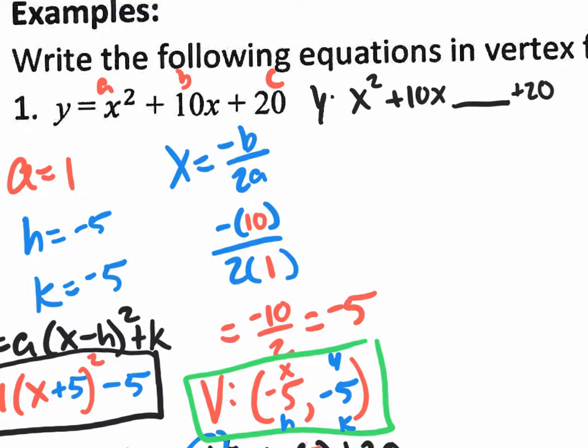The weird part is that we have a y equals out here in the front, which means that to complete the square, you take half of b. What's half of b? 5. And then we square it. What do we get? 25.